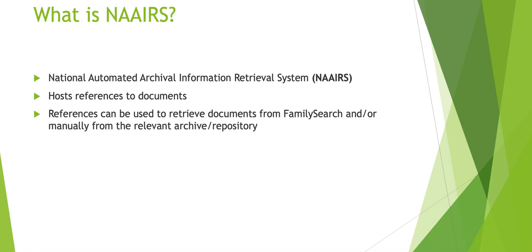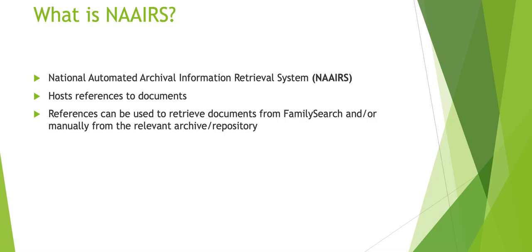So, the National Archives website hosts references to documents, or indexes is another word, to documents. And these references or indexes can be used to retrieve documents from FamilySearch and or manually from the relevant archive or repository. So say estate files, there's a plethora of references to estate files on FamilySearch, and for the most part, most of them you can retrieve online at FamilySearch free of charge. There will be the odd occasion where you have to fork out some money to a pro genealogist, and for a small fee, they will retrieve the documents for you from the relevant archive.